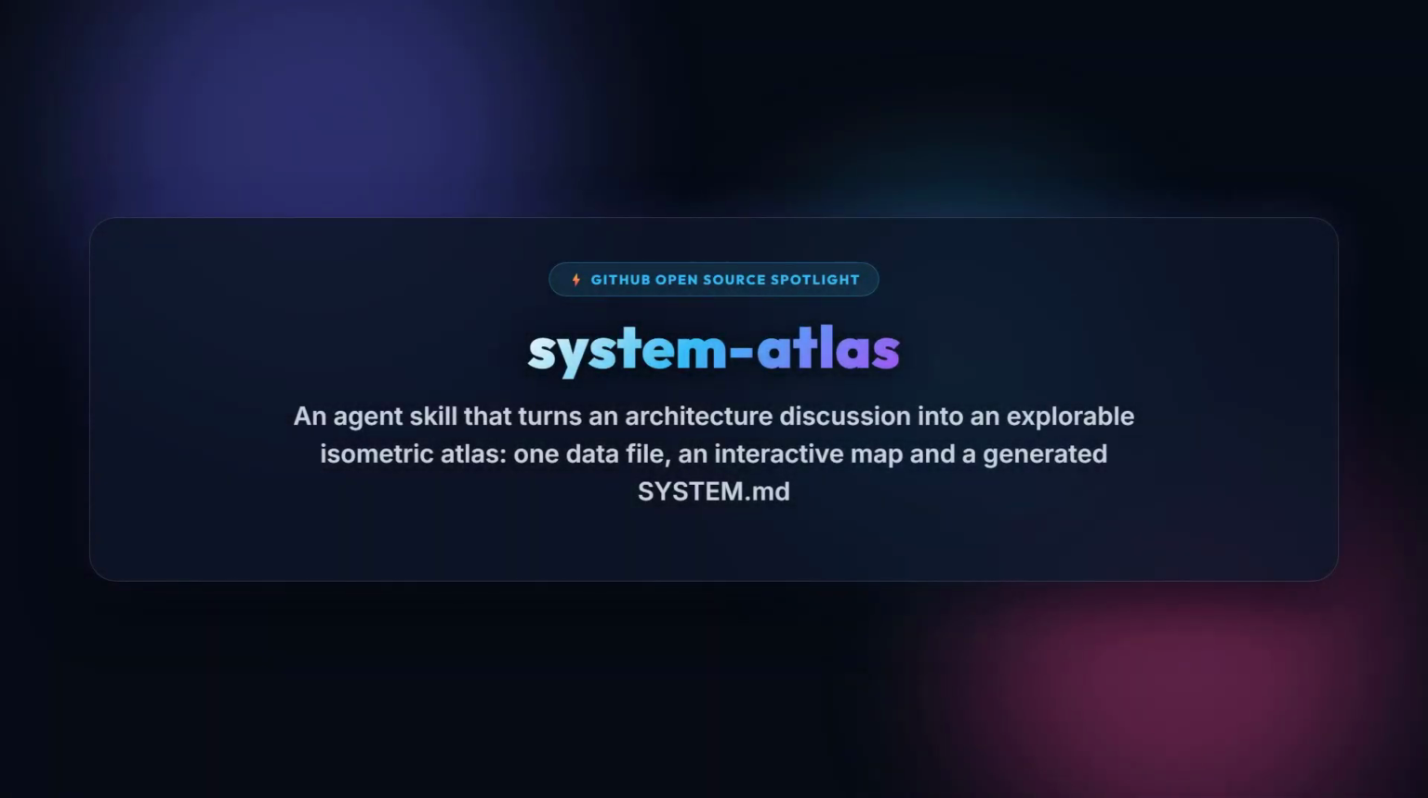Architecture documentation becomes outdated almost as soon as it is drawn. Today we examine System Atlas, an agent skill that bridges the gap between active discussions and explorable, interactive isometric maps generated from a single data file.